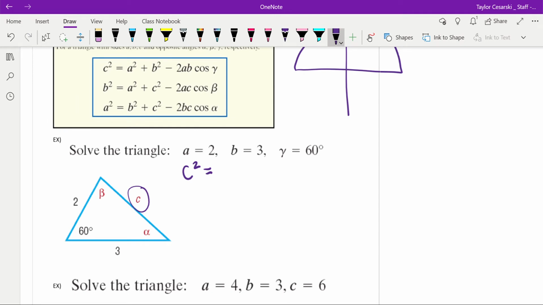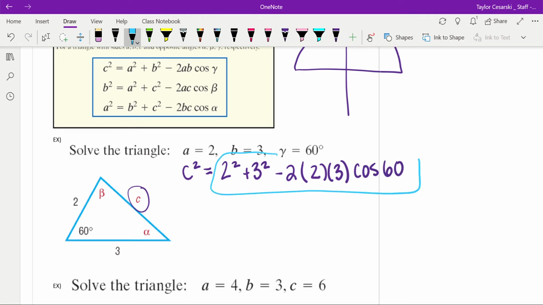Alright, A squared plus B squared. Now it doesn't matter what order I put those in because 4 plus 5 is the same as 5 plus 4. So 2 squared plus 3 squared minus 2 times 2 times 3. Again, the order doesn't matter. Cosine of 60. Now, that looks like a lot, but all this is a number. So I'm going to type that whole thing in my calculator. All one line, do not split it up, because it's easy to make a mistake. So 2 squared plus 3 squared minus 2, 2, 3, cosine of 60. And you will get 7.